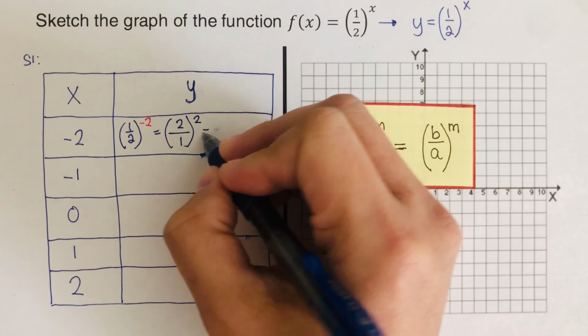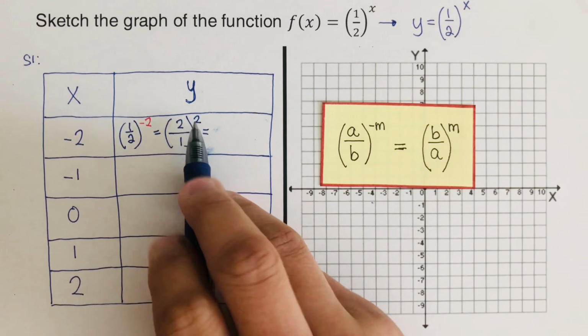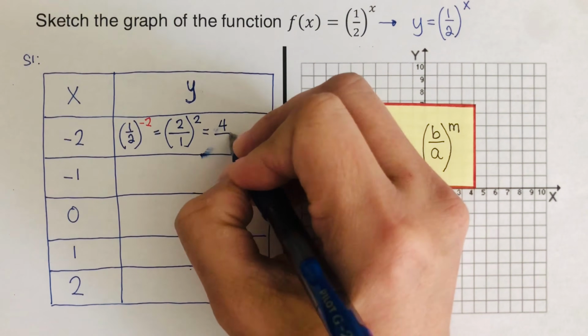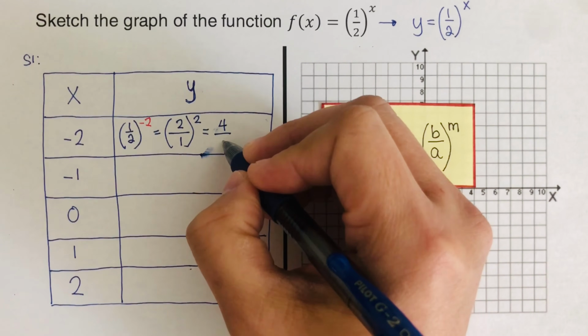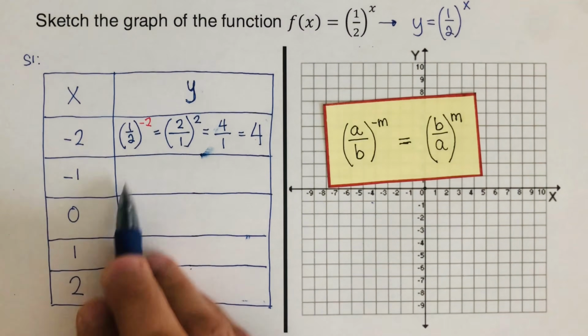So I flipped the fraction, and so the exponent becomes positive. So each part of this fraction gets the exponent. So 2 squared would be 4. And then 1 squared would be 1. And so this would give us a value of 4. And I will do the rest of them here.